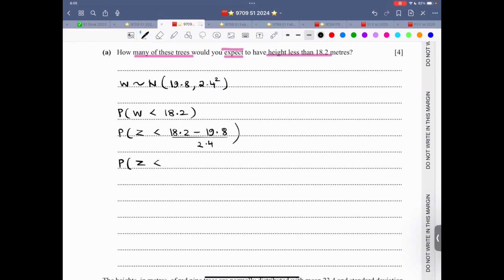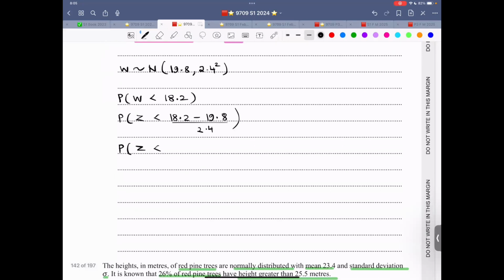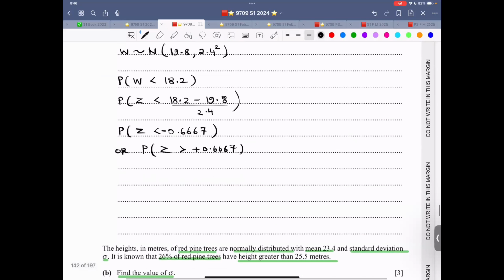And this is coming out to be 0.6667. And don't forget the negative sign. Now, when we have a lesser than negative value, that is the same thing as probability Z greater than a positive value. Unless and until you make it positive, do not proceed. And then what's the next step? That is 1 minus probability Z lesser than 0.6667.